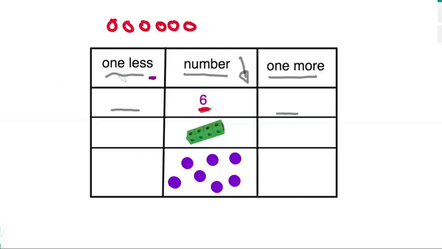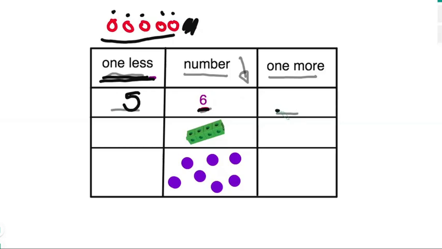Now, when we are doing one less, is the number going to get bigger or smaller? Have a think. When we're finding one less, the number is going to get smaller. The number is going to go down, okay? So we're looking for a number smaller than number 6. So to find one less than 6, we're going to take away 1, okay? We're going to get rid of 1. And then we're going to count how many we have left. So let's count them up. We have 1, 2, 3, 4, 5. We have 5 left. So 1 less than 6 is 5. We can pop 5 in our chart.